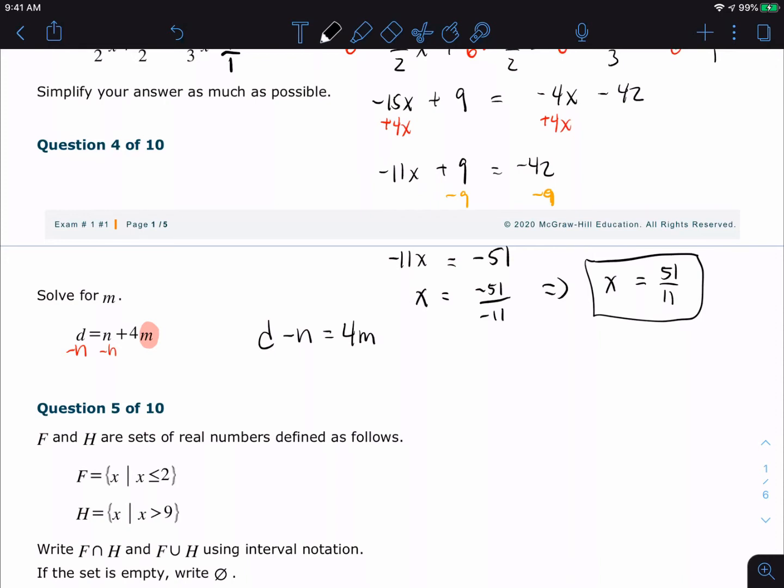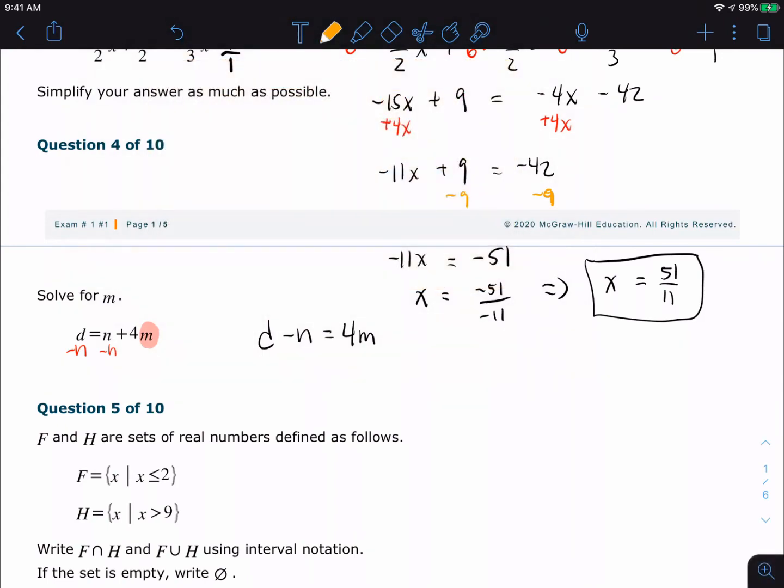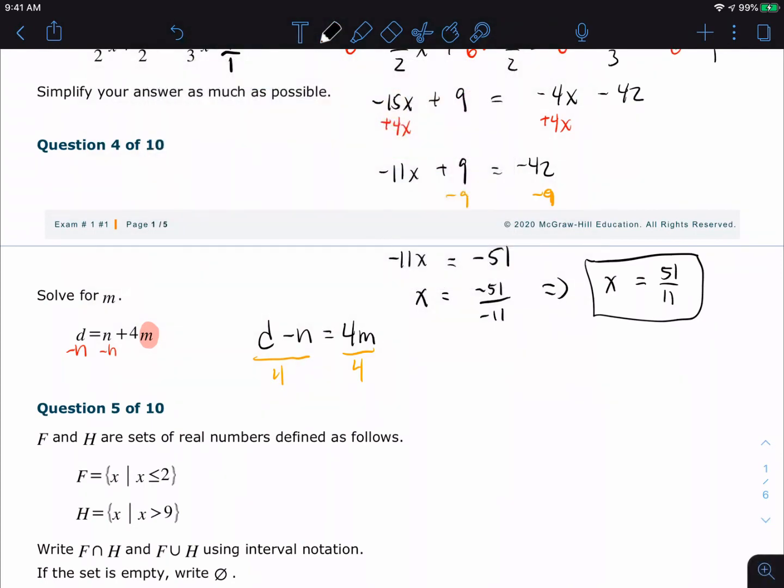Yes, it does. Then the next step is going to be to get rid of the 4. Well, how do I get rid of the 4? Divide. I have to divide, right? Because it's a product, so I have to divide by 4 to both sides. And so my answer ends up being d minus n over 4 is equal to m. And that would be my solution.